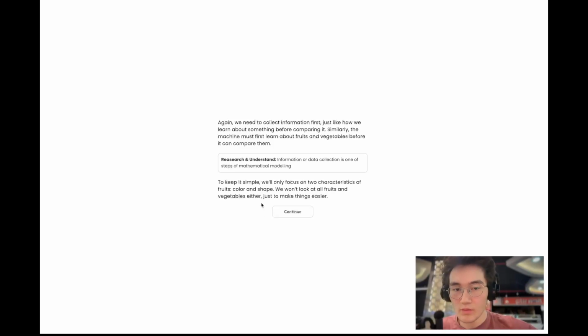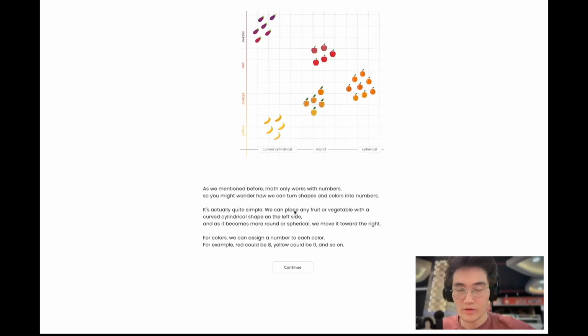To keep it simple, we'll only focus on two characteristics of fruits, color and shape. We won't look at all fruits and vegetables either, just to make things easier. Okay, here we have a coordinate system, and as we mentioned before, math only works with numbers. So you may wonder how we can turn shapes and colors into numbers. It's actually quite simple. We can place any fruit or vegetable with a curved cylindrical shape on the left side, and as it becomes more round or spherical, we move it toward the right.